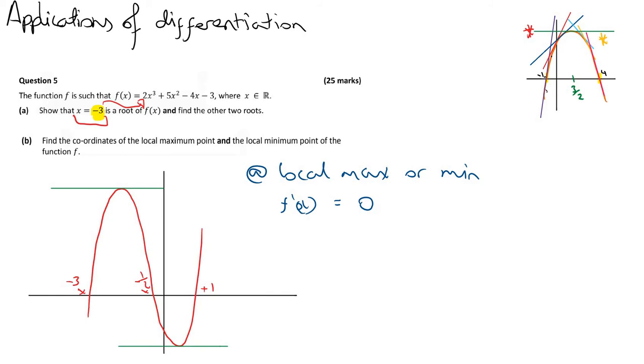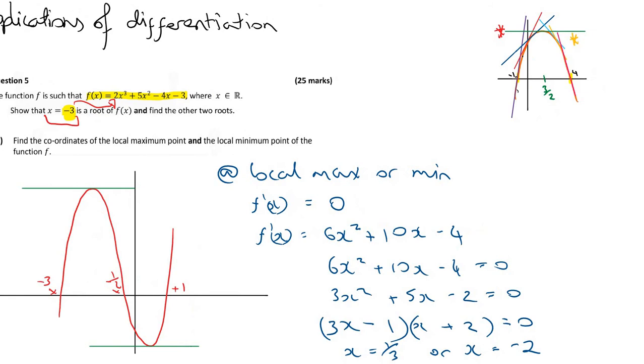So I've just written that out there. At the local maximum or minimum, f prime x is equal to 0. So what I need to do is differentiate that function, let it equal to 0 and solve the resulting quadratic equation. f prime x is equal to 6x squared plus 10x minus 4. Now what I want to do is let that equal to 0 and solve. So 6x squared plus 10x minus 4 is equal to 0.